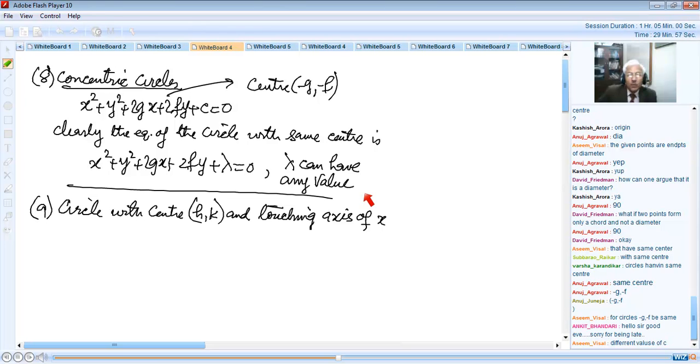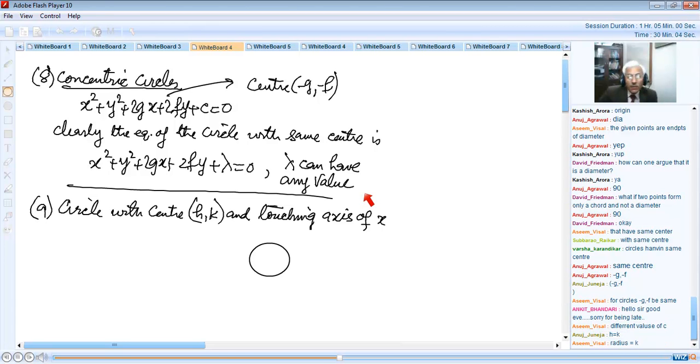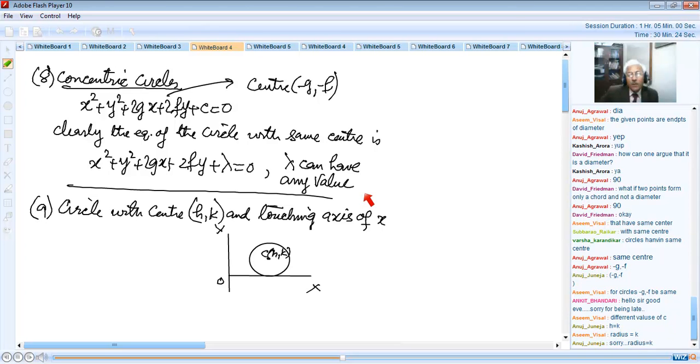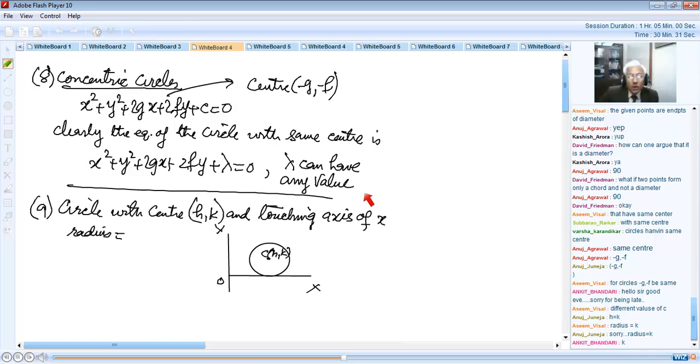See here, we have a circle, and this touches the x-axis. Now see what happens. This is O, this is x, this is y. Its center coordinate is (h, k). Can you tell me what is the radius? Come on. Radius of this circle is what?